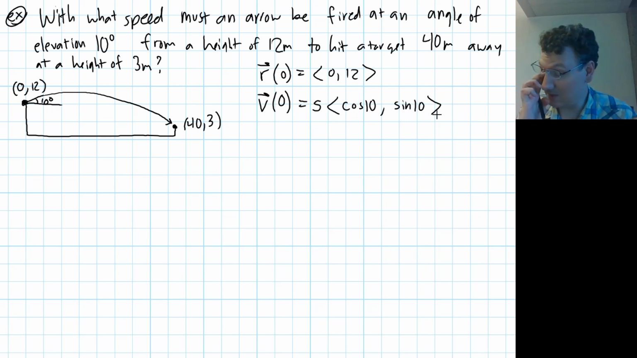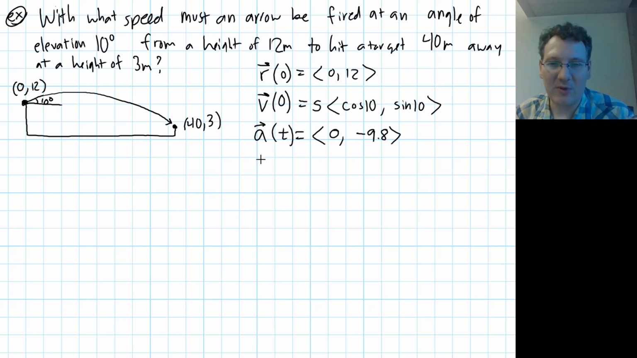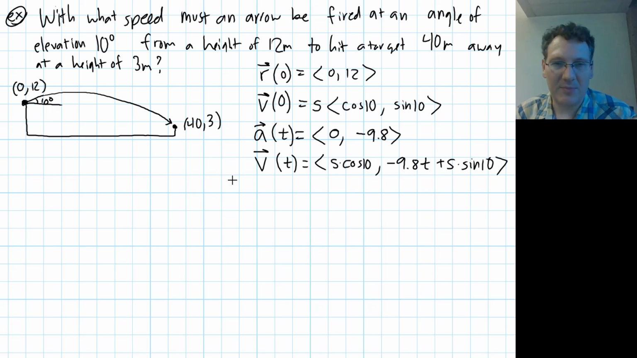I don't know what speed we need, but I know that it's going to be looking like that. And the acceleration, so we have 0 and negative 9.8. We're going to work backwards now, take the velocity at time t, and this is going to be s times the cosine of 10. In fact, let's write it like that, and then comma, negative 9.8 t plus s times the sine of 10.